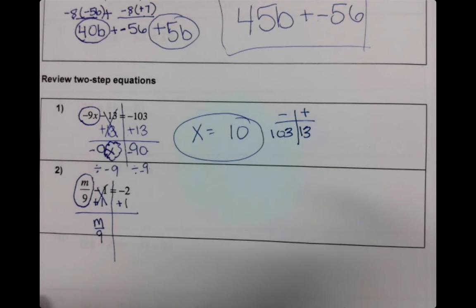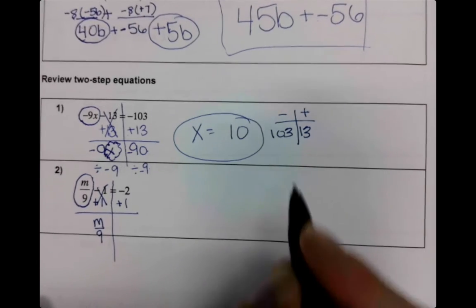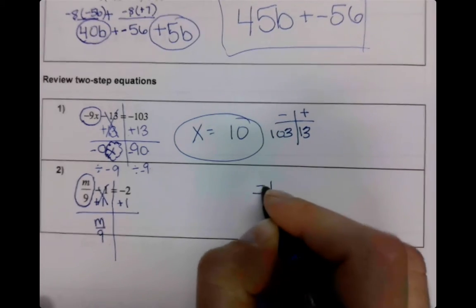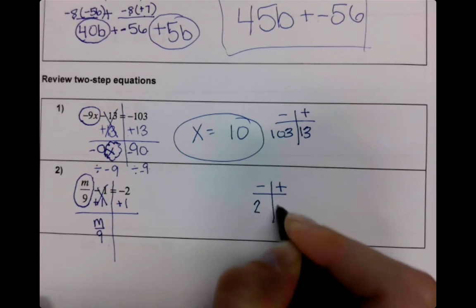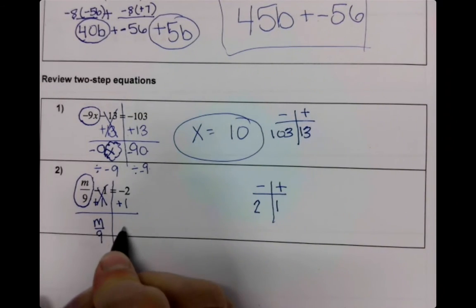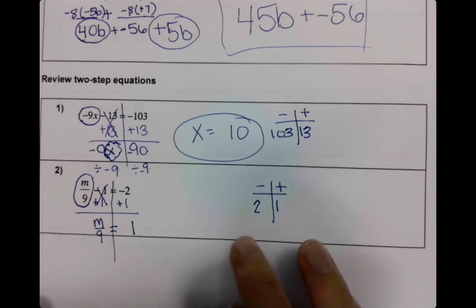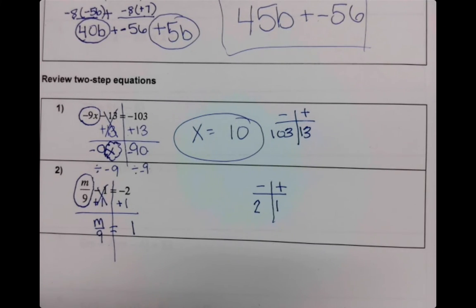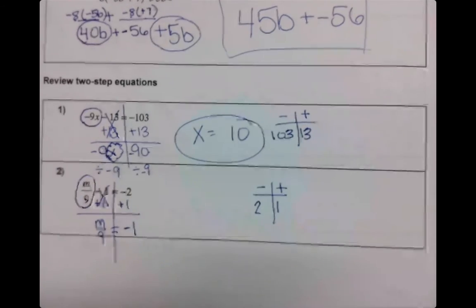What do we have over here? I don't know. Well, do your little T-chart. We have a 2 here. We have a 1 here. Oh, what does that mean? Subtract. Good. 2 minus 1 is 1. What's the sign? Negative. Good.